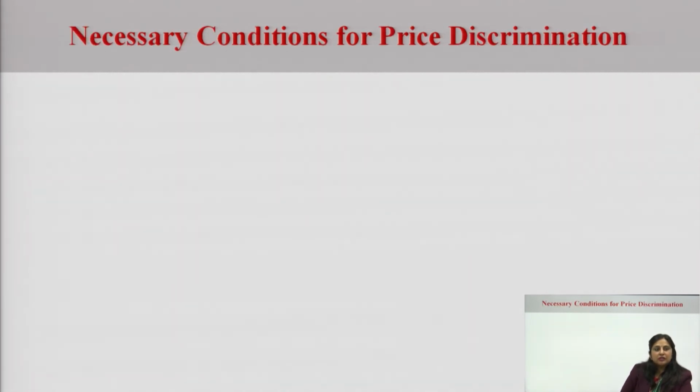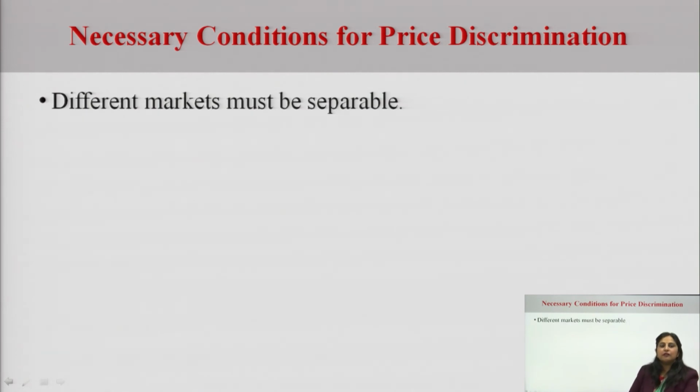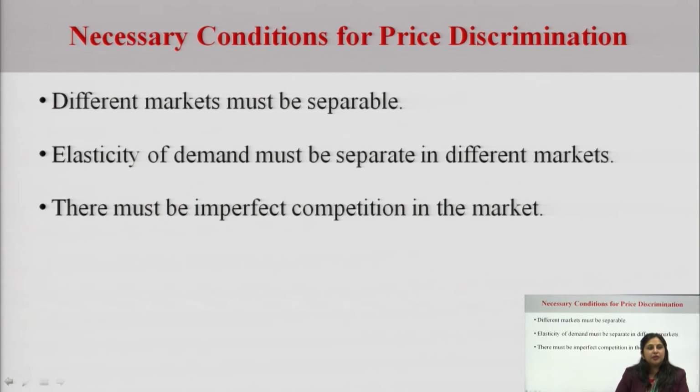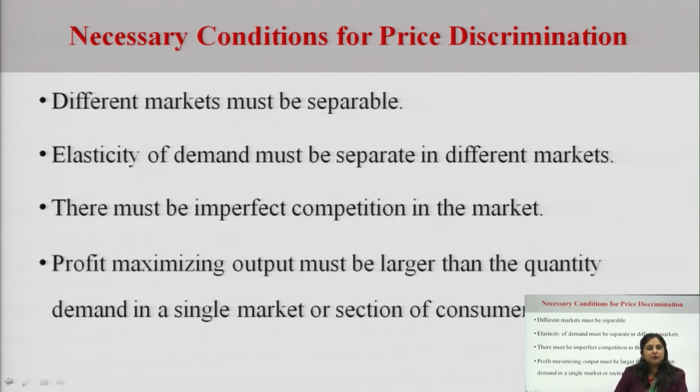What are the necessary conditions for price discrimination? The first condition is that different markets must be separable. The second condition is that the elasticity of demand must be different in different markets, otherwise they would not be able to charge different prices. For example, if elasticity is low in one market, he can increase the price there. If it is high in another market, he can decrease the price to get the advantage. There must be imperfect competition in the market. The profit maximizing output must be larger than the quantity demanded in a single market or a section of consumers. If these conditions are fulfilled, then only the seller would be able to employ this policy of price discrimination.